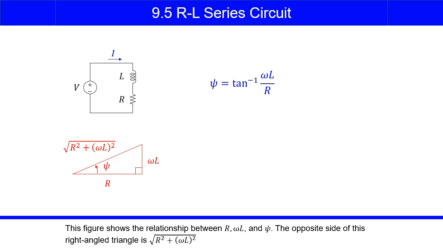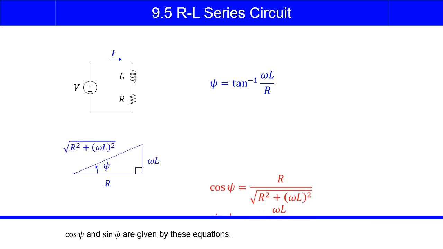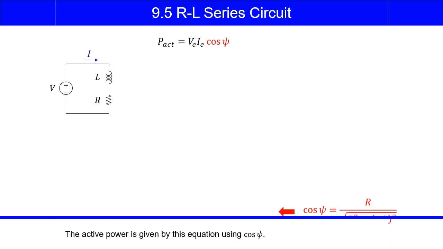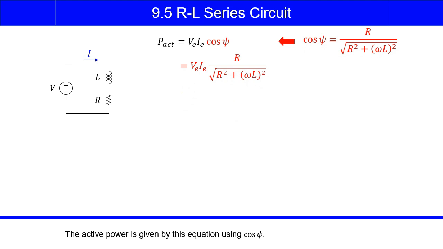This figure shows the relationship between R, omega L, and psi. The opposite side of this right-angled triangle is square root of R squared plus omega L squared. Cosine psi and sine psi are given by these equations. The active power is given by this equation using cosine psi.